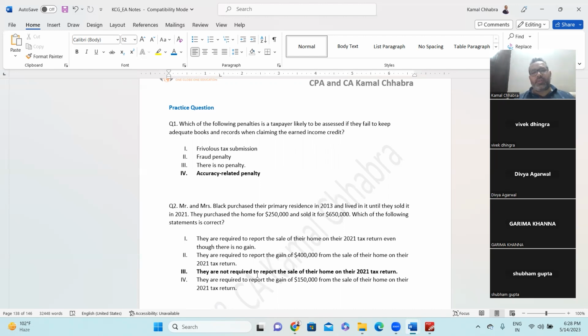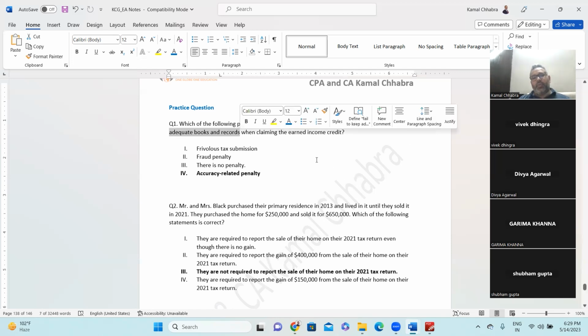What is the call of the question? Option 4, because the EIC is generally related to the children, how many children you have. No, what is the call of the question? It's not about EIC, it's more about adequate books and records, failing to keep books and records when you are claiming any tax credit. What is the call of the question?